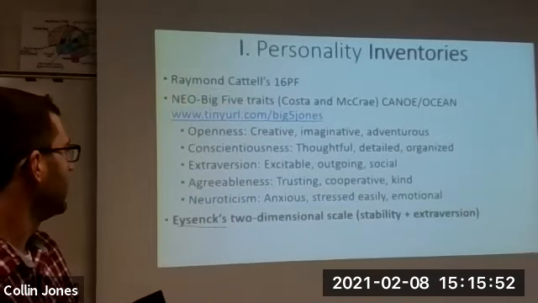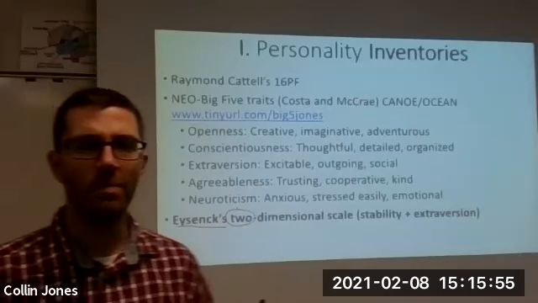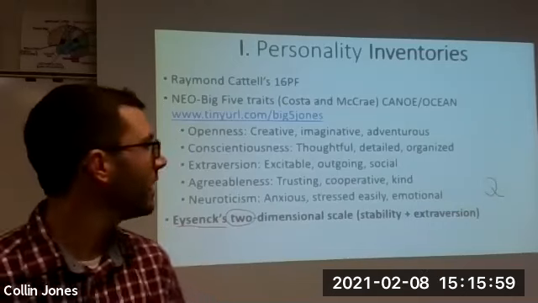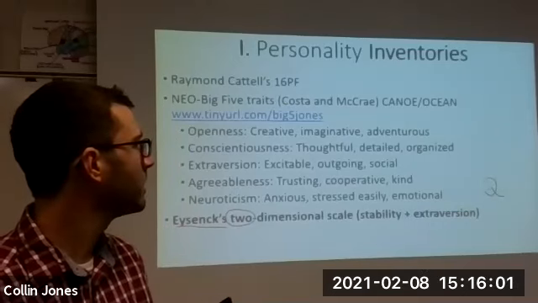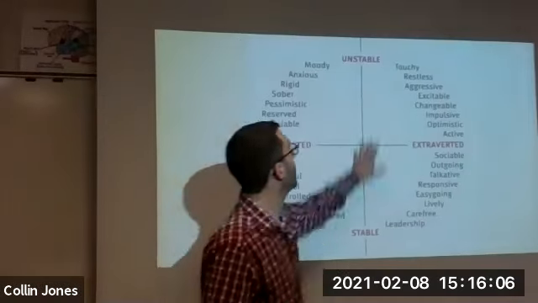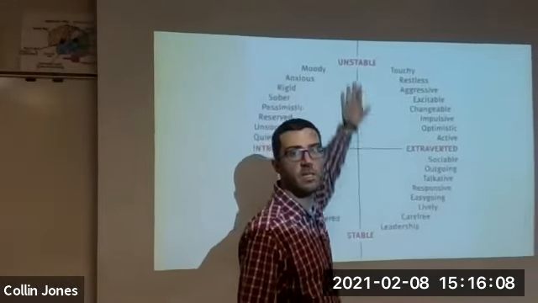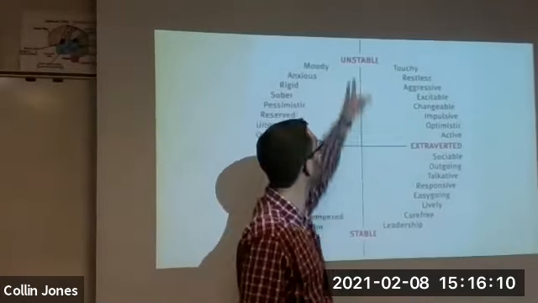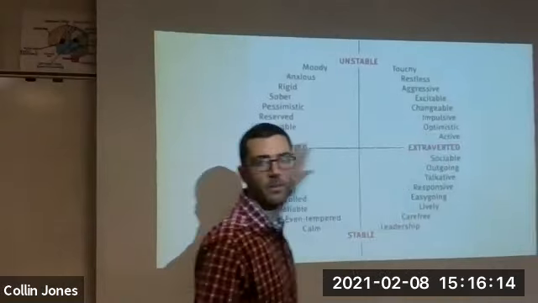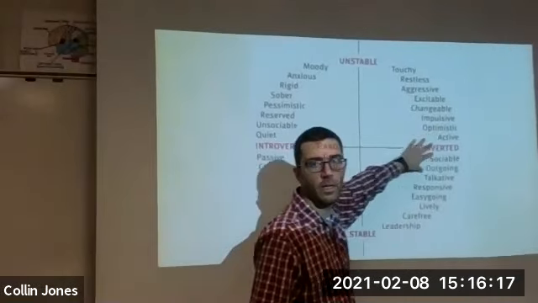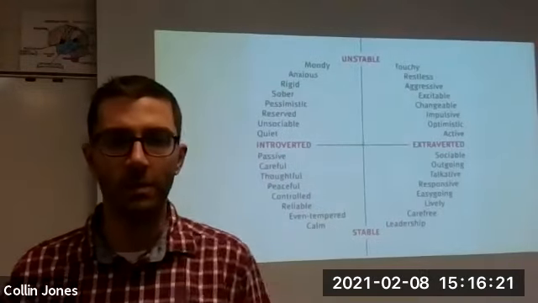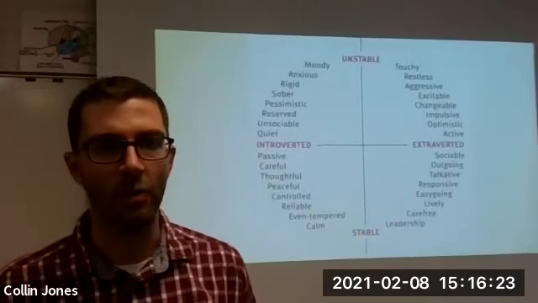Hans Eysenck, he said, well, personality, we can actually just narrow down to 2 traits. That's it, 2 traits. He said that if we just know how consistent somebody is, they're stable or they're unstable, and if we know how extroverted they are, how outgoing versus inward they are, Eysenck said that we can describe people with 1 word based on where they fall on this range.